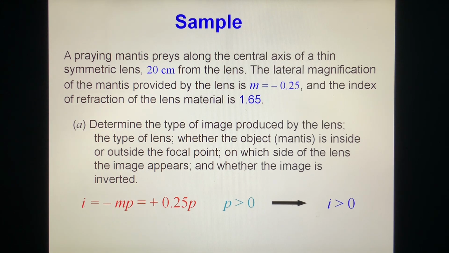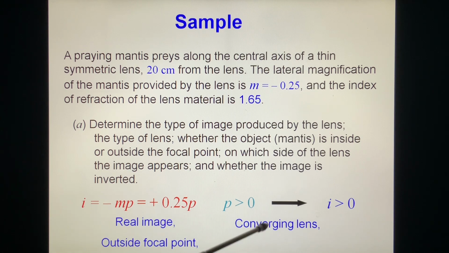Since it's a real image, the lens must be a converging lens, because a concave lens never gets a real image. Only a converging lens, with the object outside the focal length, can have a real image. And because this is a real image, it is upside down, inverted.